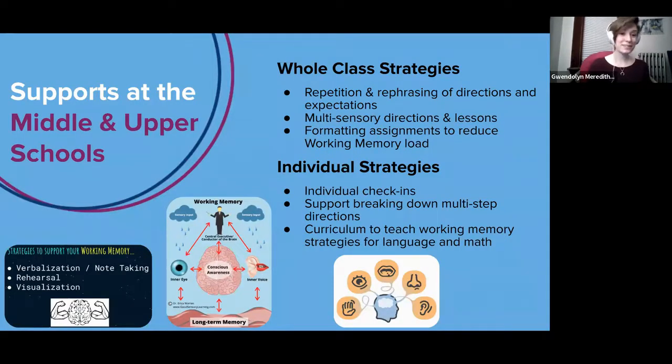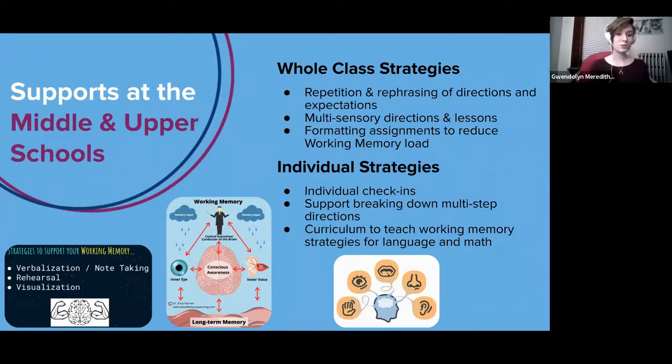There we go. So I was talking about formatting assignments to reduce our working memory load, which is a very important task that we do in the middle school to make sure that students aren't having to jump between 5 different tabs on their computer and pull information from one and use it into another doc somewhere. We try and make sure that we have all the information on one document for all of our students.